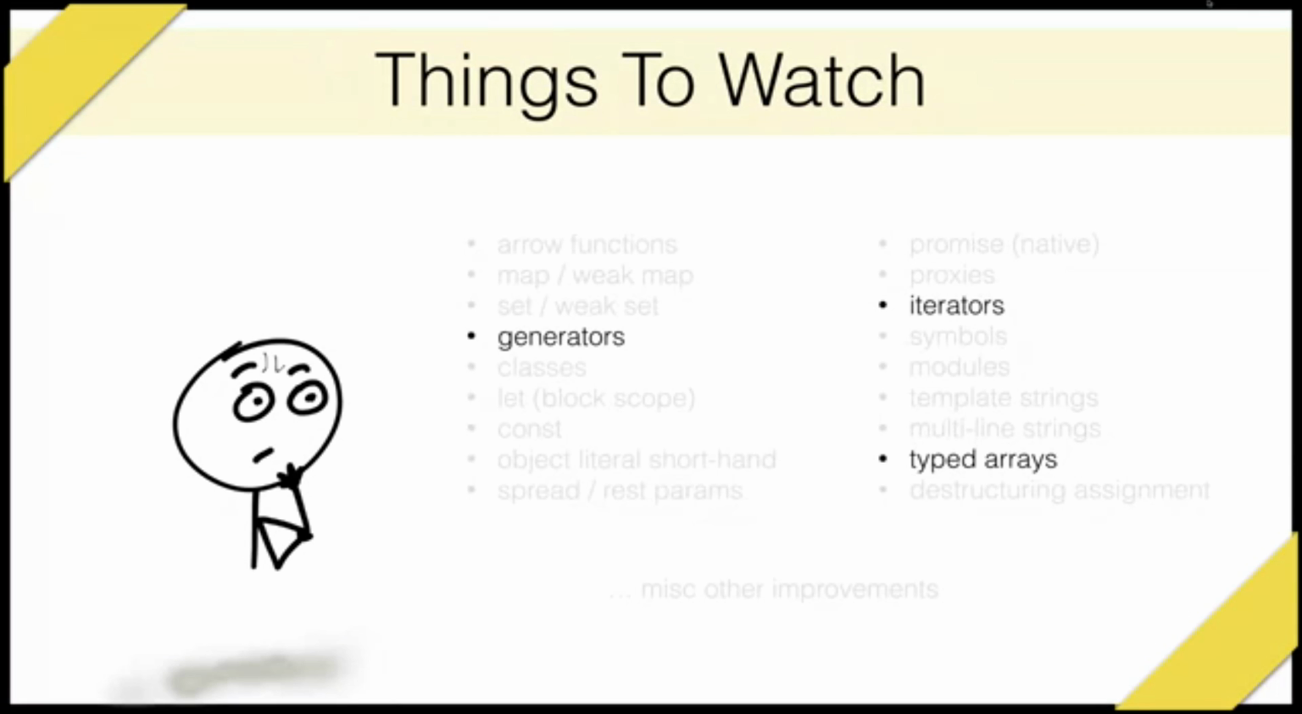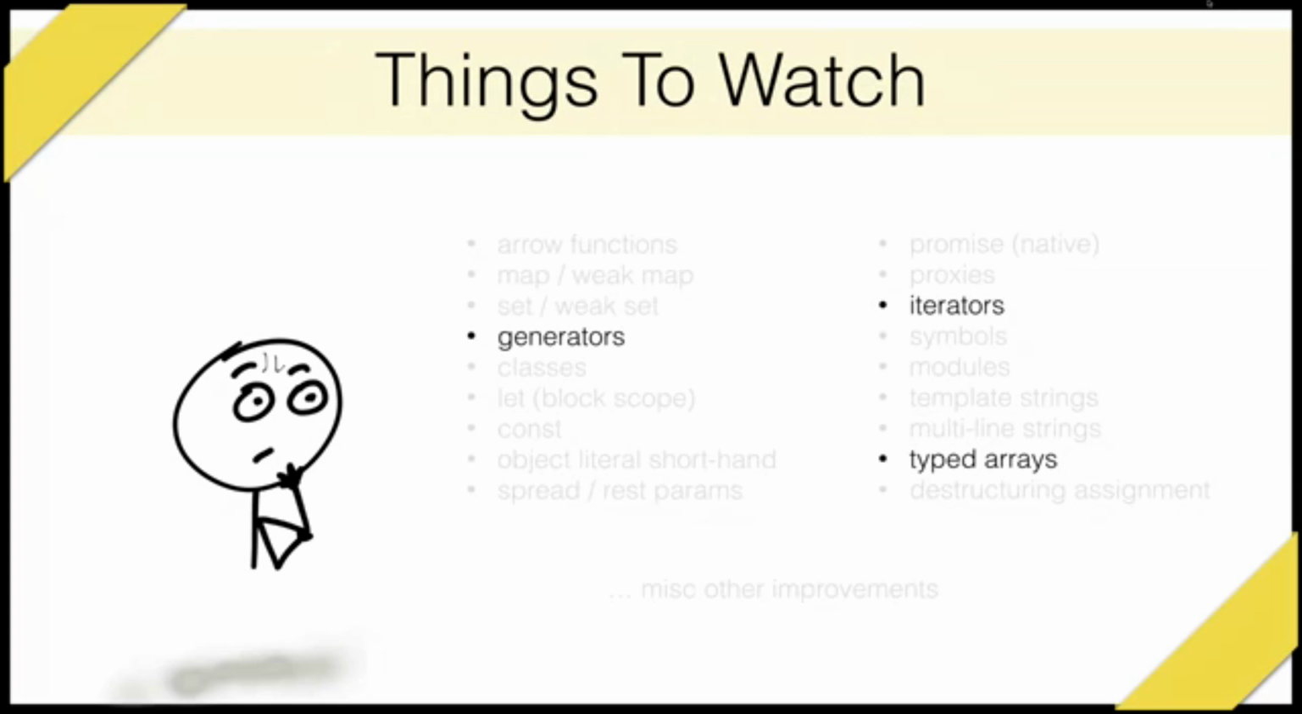Iterators are related to generators and symbols. You can use a specific symbol called Symbol.iterator in order to get an iterator into your code. It's a little bit confusing to me offhand why I would have an iterator on my code. I don't quite understand why I would use iterators in my objects, except in the case of generators.